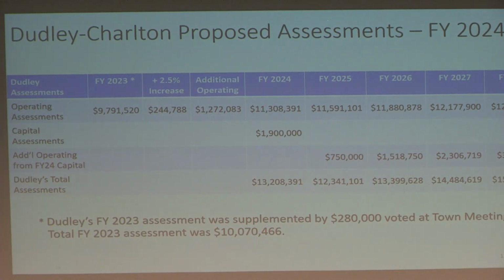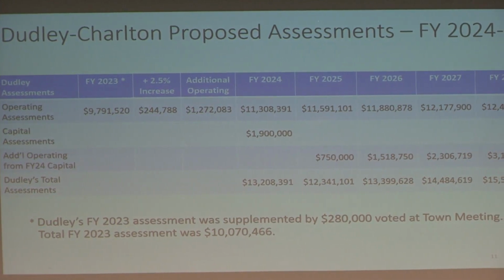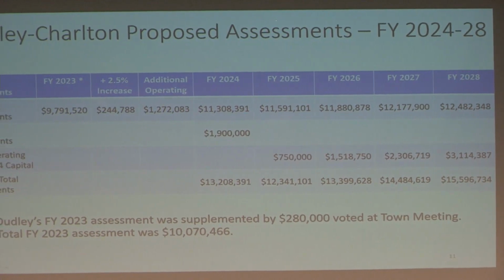Now, going forward, we've also looked into the future at what we think, we'll call them projected assessments, are going to be for Dudley, for the Dudley-Charlton region. As I mentioned earlier, we looked out multiple years, so we went all the way out to FY28 in this case. The top row has operating assessments increasing by, I believe it's 2.5% going across on that top row. So you start with that 11.3 number. That is the new number for FY24, and you increase it by the 2.5%.